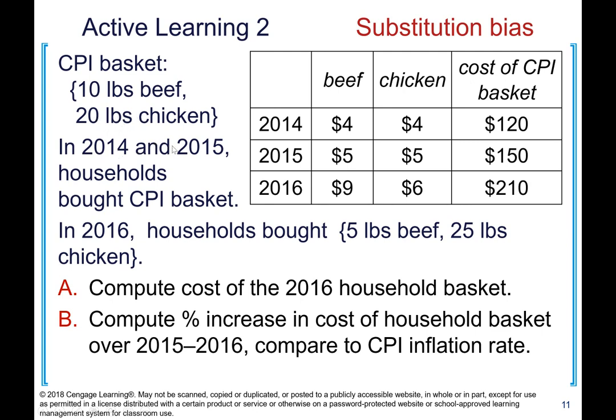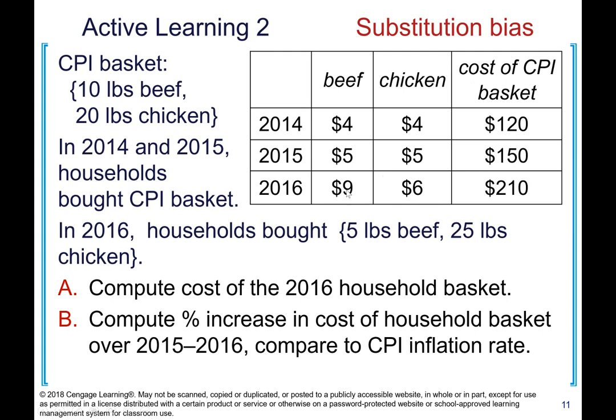And in 2014-15, the household bought the CPI basket. In 2016, the household bought 5 pounds of beef and 25 pounds of chicken. Now, why would our household want to do that? This is where substitution bias comes in. You notice that the price of beef was $4 in 14, $5 in 15, and $9 in 16. Now, consumers, being the smart people that they are, substitute from expensive stuff to more affordable stuff.